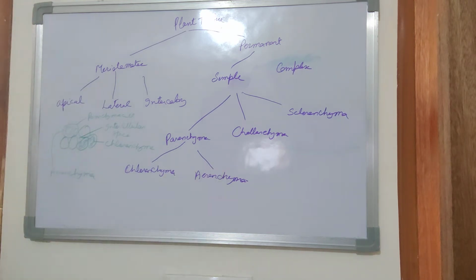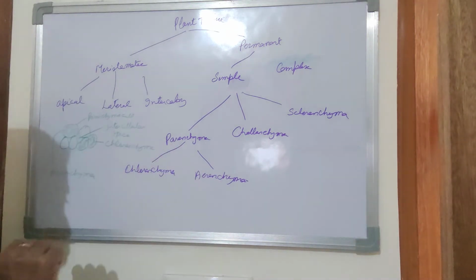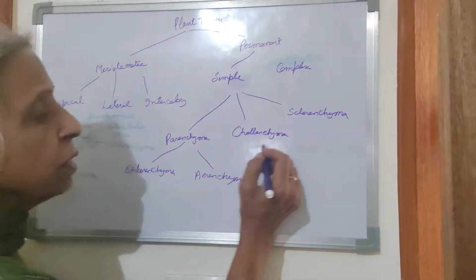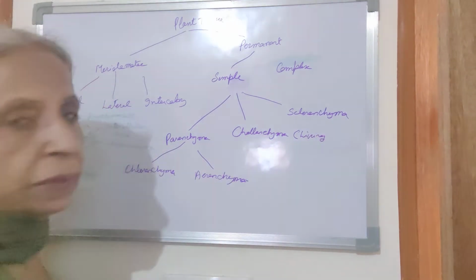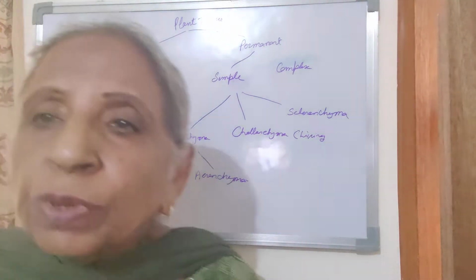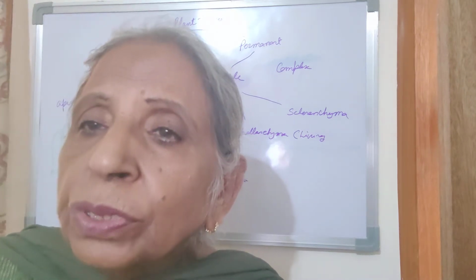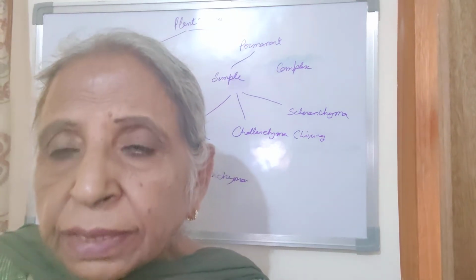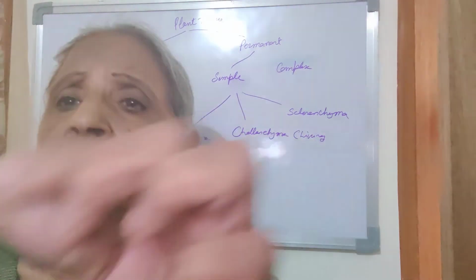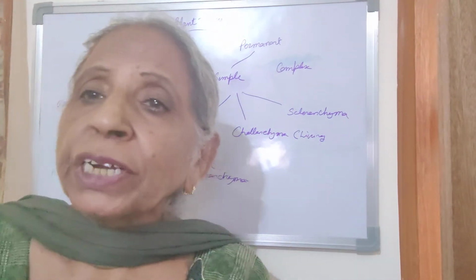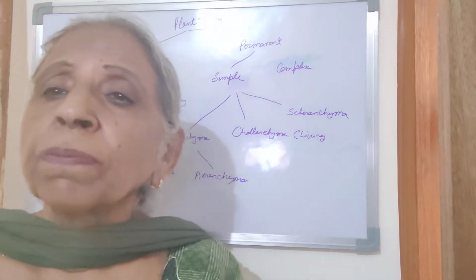Then we come to collenchyma. Parenchyma cells are living cells. Collenchyma cells are also living. Their cell wall is formed of cellulose and pectin. They are thickened at the corners. They are unevenly thickened, so they provide elasticity to the plant.